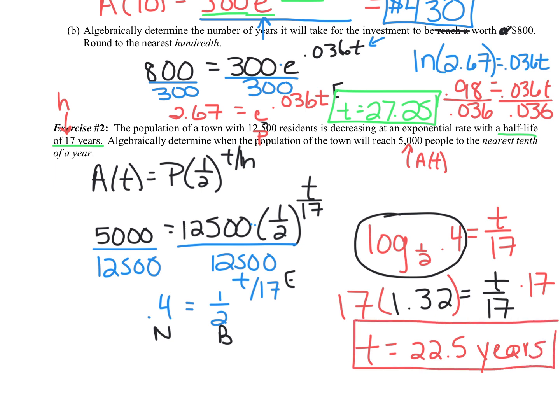At different times, I always want to do kind of like a check to make sure that makes sense. We started with 12,500. We're ending with 5,000. So if it had been half of 12,500, I would expect it to take the half-life of 17 years. It's a little bit less than that. Half of 12,500 would be 6,250. So 22.5 years is reasonable.